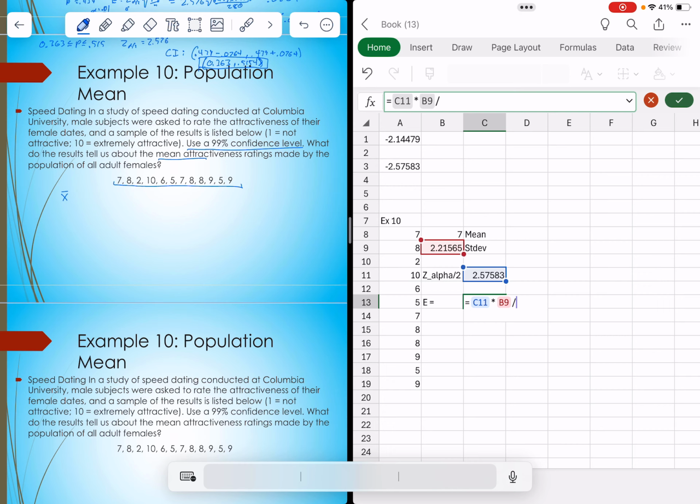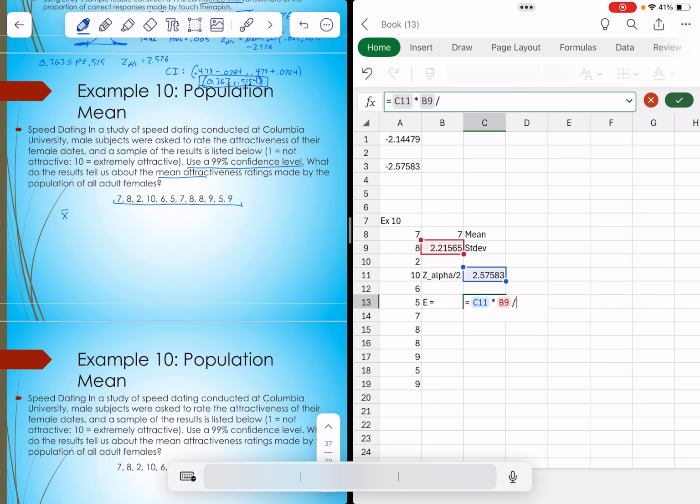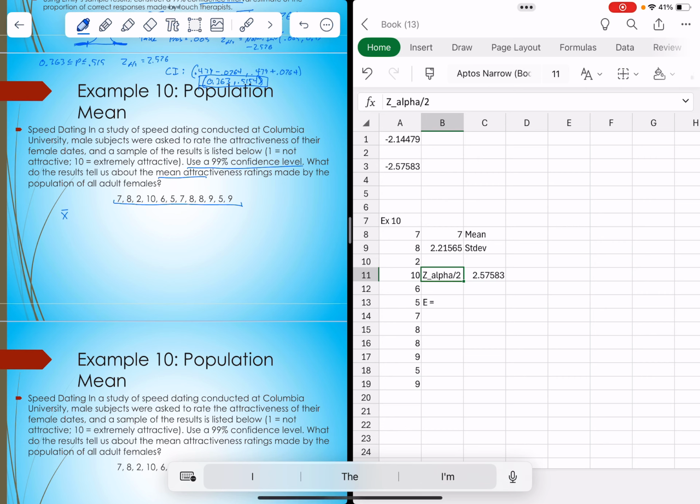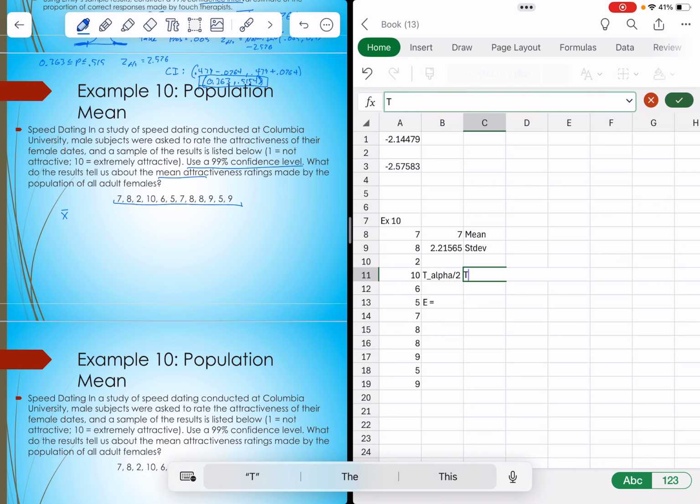oh, wait a minute now. I need to do a t-distribution here. This is a t-distribution because I don't have the population standard deviation. So I need to change that. Okay, let me just delete all of that and change this to a t. T alpha over 2. Rather than norm.inv, it's going to be t.inv.